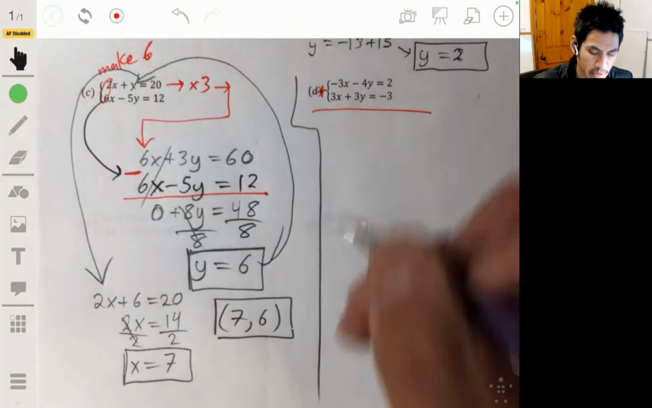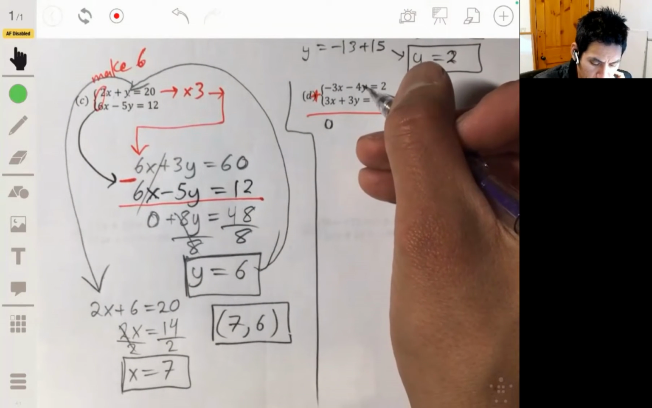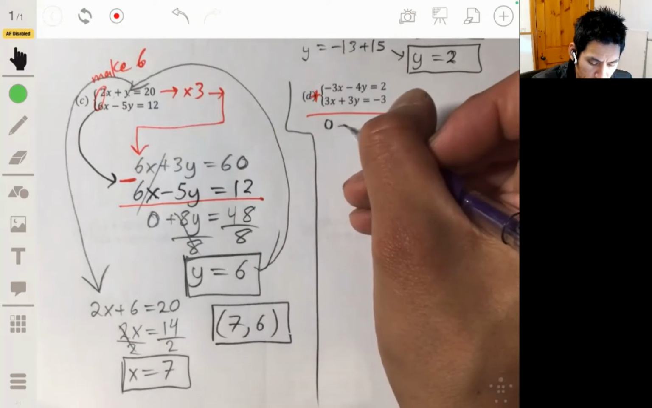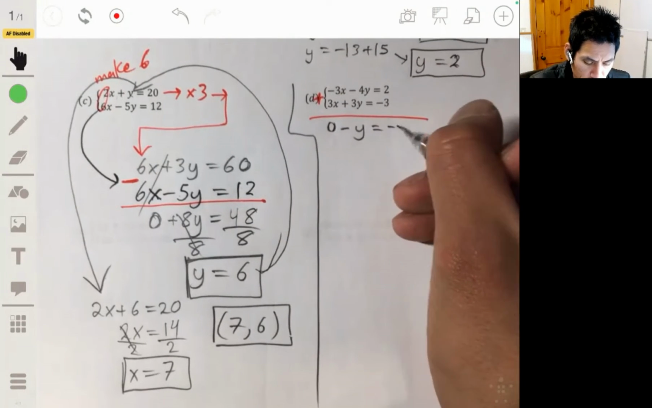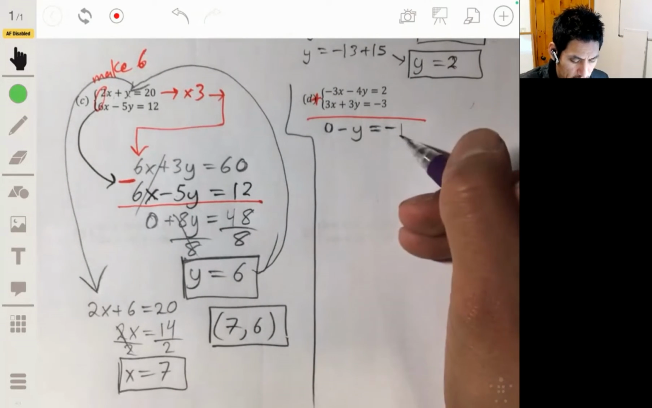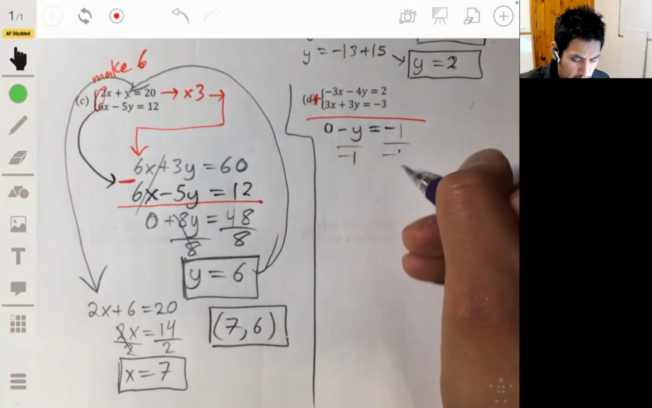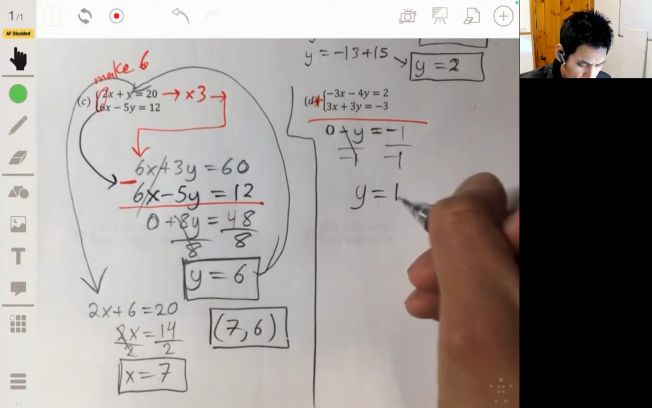Just like that, -3x plus positive 3x makes 0. -4y plus 3y is negative y. 2 plus a -3 is -1. And see, I have -y equals -1. And right away, just divide by -1, and you get y is +1.